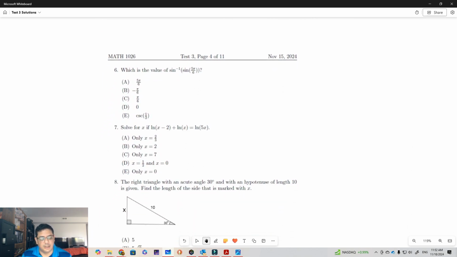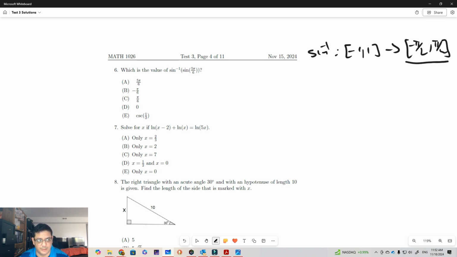Moving on, question 6. So we have now: what is the value of sine to the minus 1 of sine of 5 pi over 6? You have to remember that sine to the minus 1 goes from the interval minus 1 to 1 to the interval minus pi half to pi half. So we have to make sure that whatever we get at the end of this question should be a value here. But we can use what is the sine of 5 pi over 6.